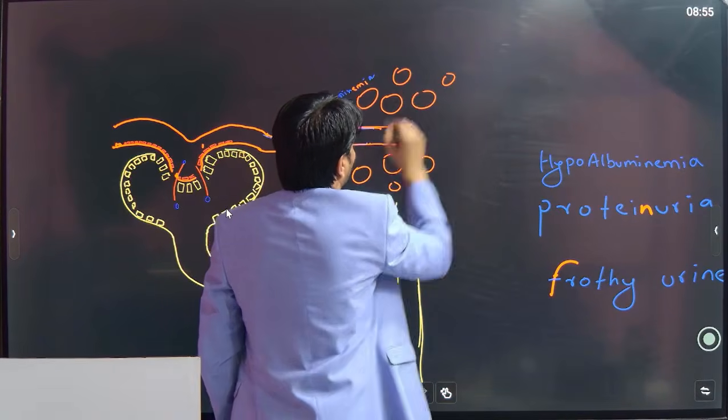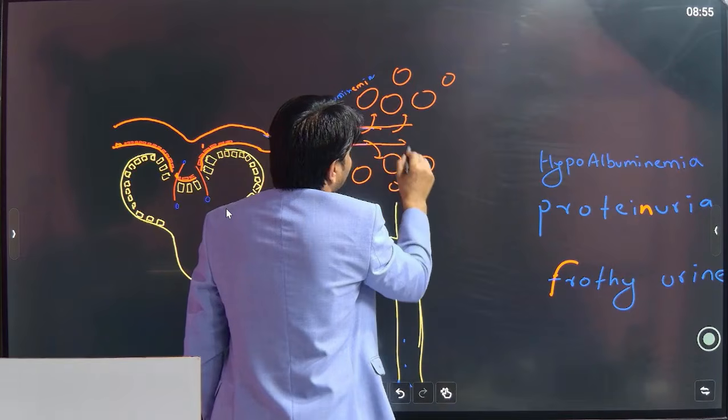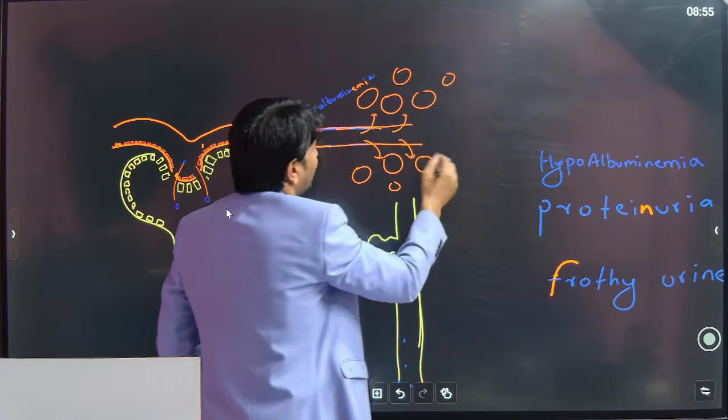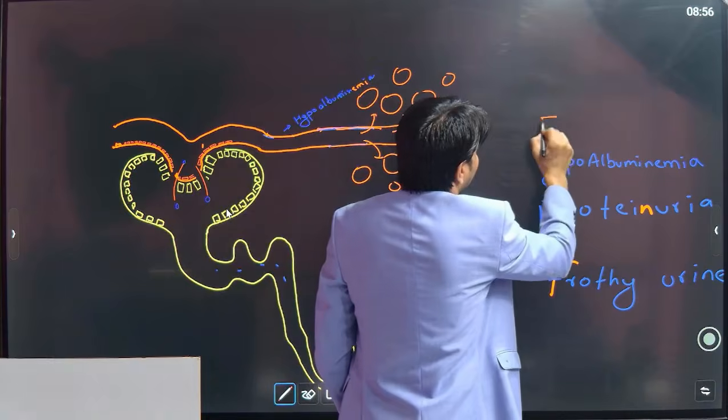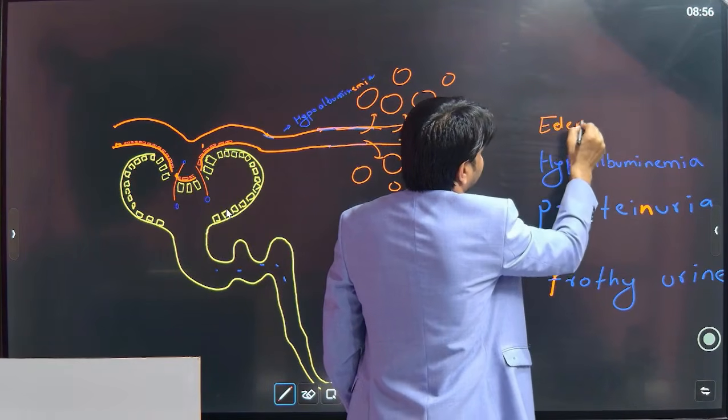And whenever it shifts out, it'll shift into the spaces found between the cells. So the fluid will start shifting from here. When fluid shifts out, we call it edema. So the next symptom that will appear here is edema.